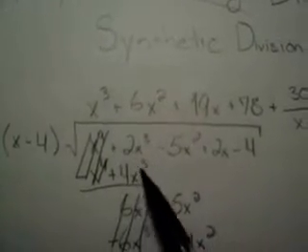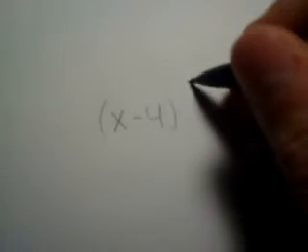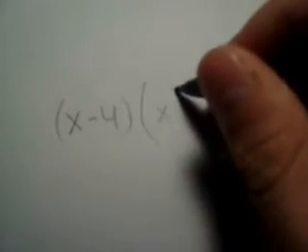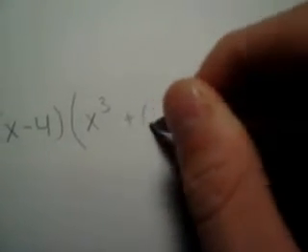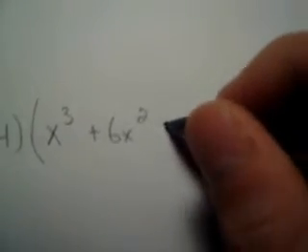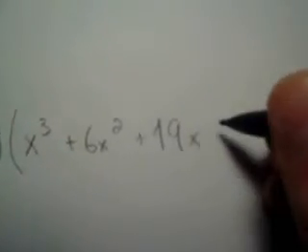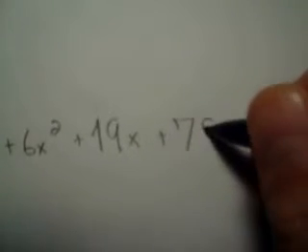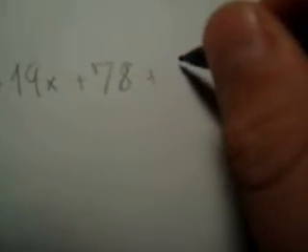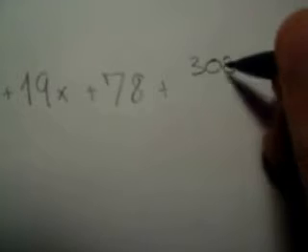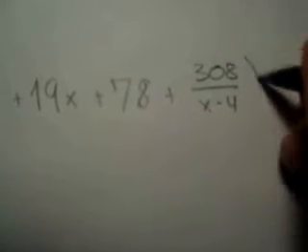Alright, what we're going to do now is we're going to make sure these two multiplied by each other equal that, just to check our work a little bit. So, we're going to have x minus 4 times x cubed plus 6x squared plus 19x plus 78, and then plus that remainder we have 308 over x minus 4.